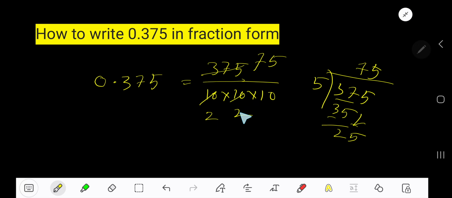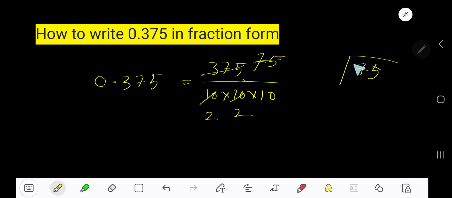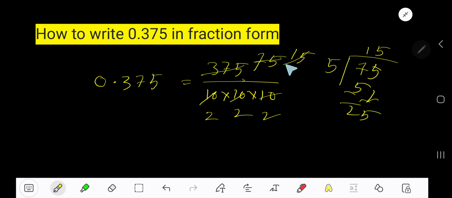Again, this 75 is divisible by 5, this 10 is divisible by 5. If I divide 10 by 5, I'll get 2. If I divide this 75 by 5, what will I get? 5 goes into 7, 1 time, 5, subtract, bring down this 5. 5 goes into 25, 5 times. So 15. Again, this 15 is divisible by 5, this 10 is divisible by 5. So I will get 3 and I will get 2.